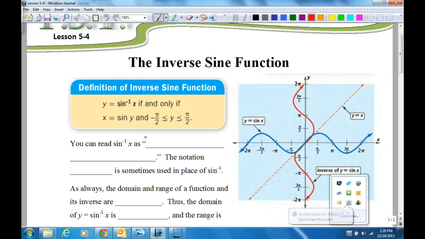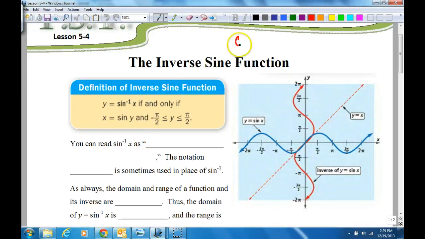Remember, when you're finding the inverse cosine, you have to look only between 0 and pi, or 0 and 180. Okay? We are only doing the top part of the unit circle.